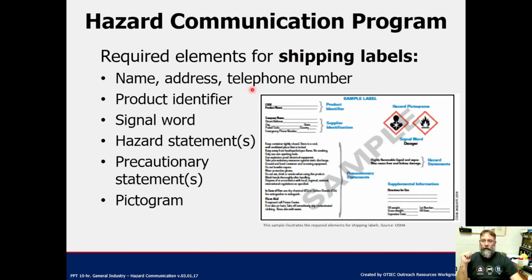Shipping labels, a big thing: the name, address, and telephone number of the company that has produced the chemical. Product identifier, we can hardly read it on here, but it's got the information in there. This is the supplier information. Signal words, we see right here, with the big circle. The precautionary statements, where are they on here? Right in here. These are all the precautionary statements. And then the pictograms that we see there.